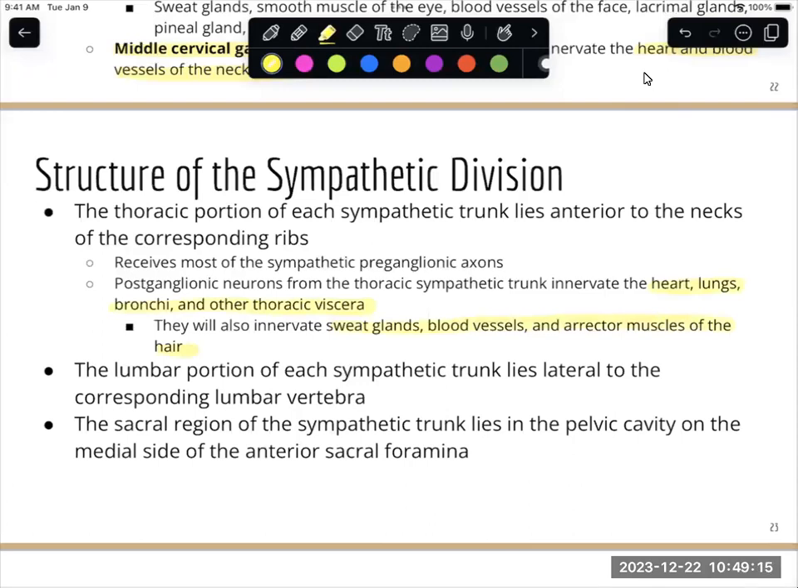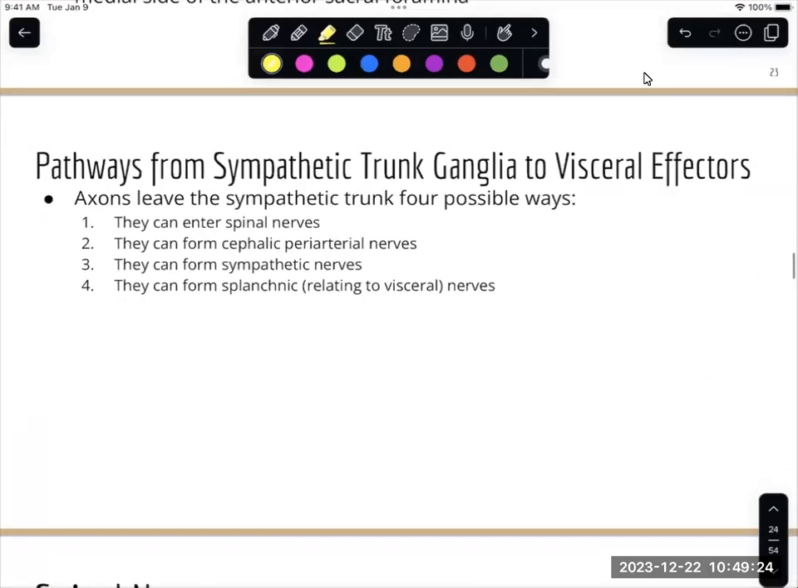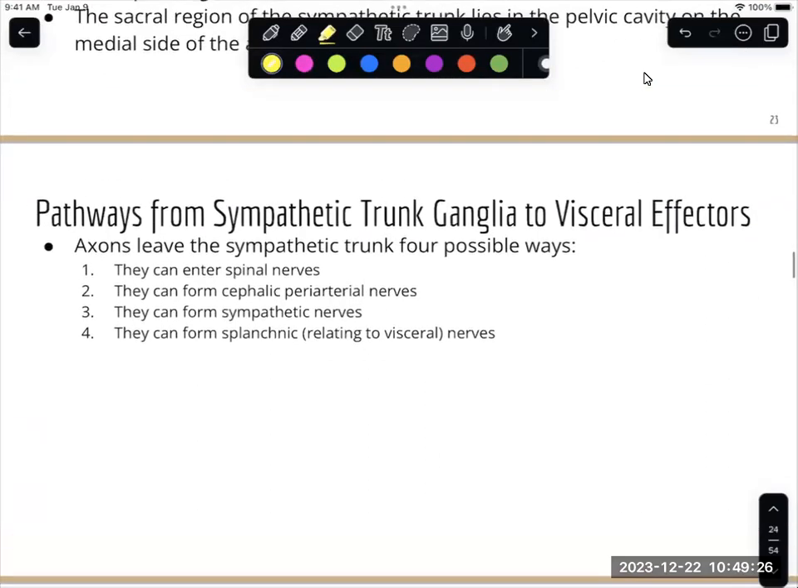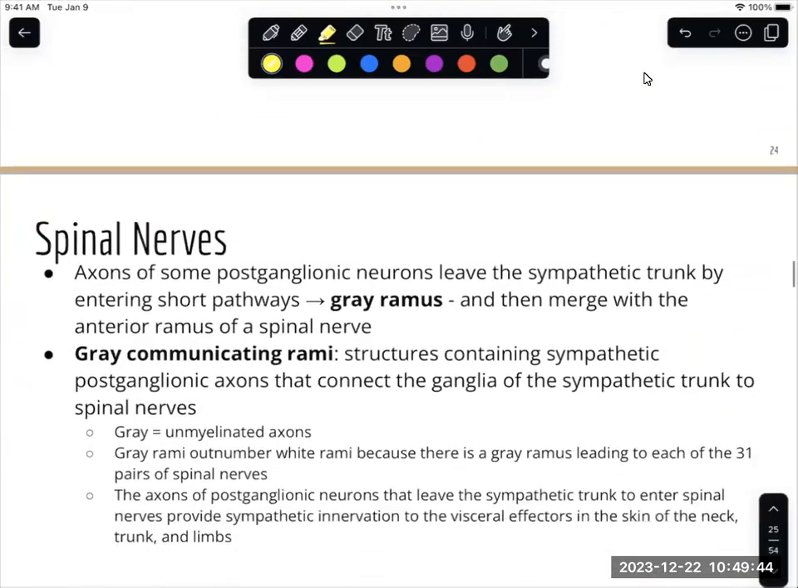The lumbar and the sacral are kind of going to go to those organs that are in that specific area. So, as I mentioned, they can go different directions. I drew some of it out, but they can enter right back into those spinal cords. They can form cephalic para-arterial nerves, sympathetic nerves, or splanchnic nerves.